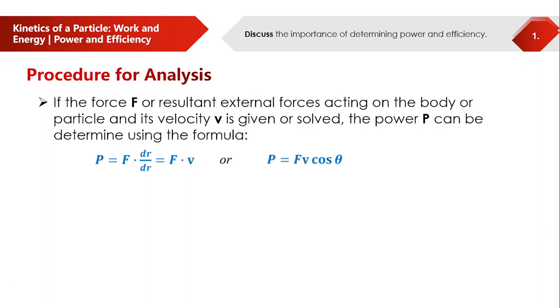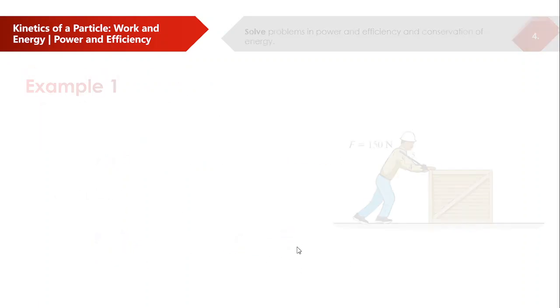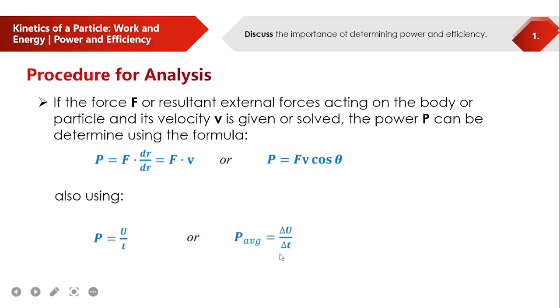Para siyang, what they call this? Basihan, no? To compute for the power. So also using for the work and time, you can use this also. U over T. Okay, kung meron kang work tsaka time, then divide mo lang yung dalawa. Denominator mo yung time, so you can have your power also. And for the average power, you can have your delta U over delta T. Okay?